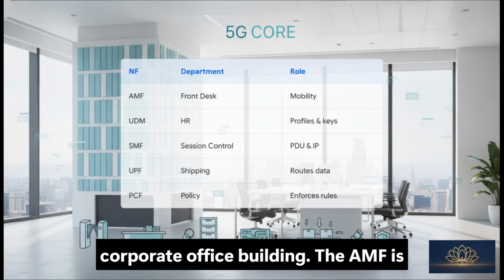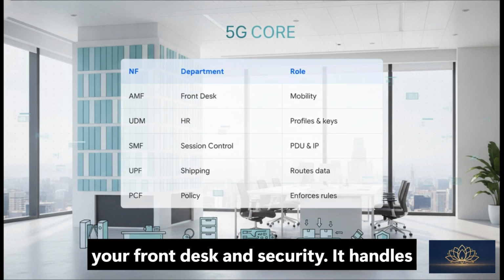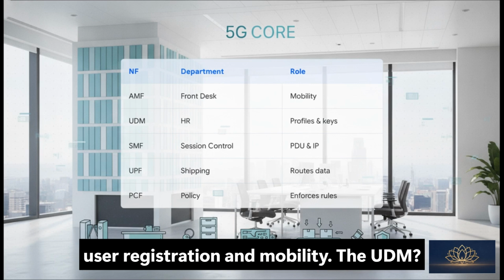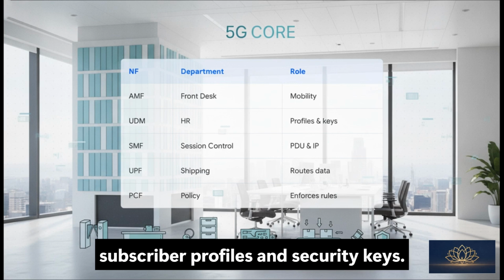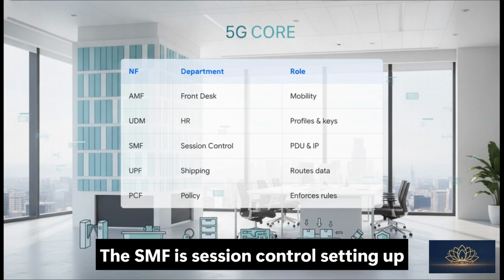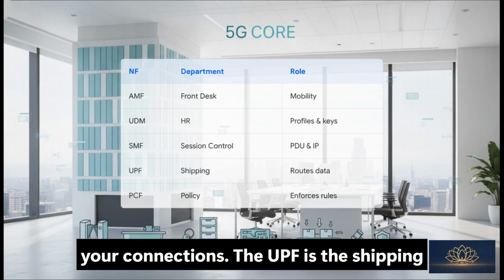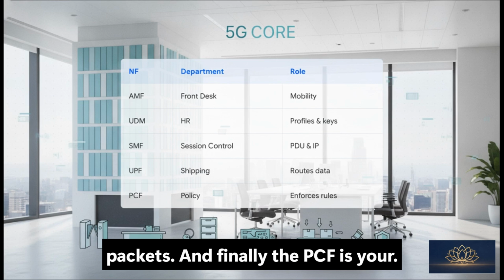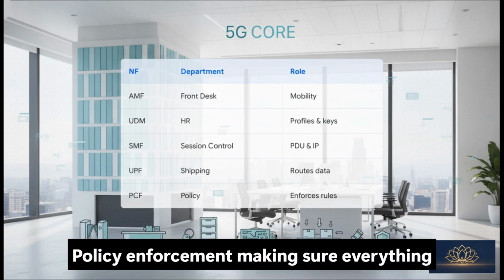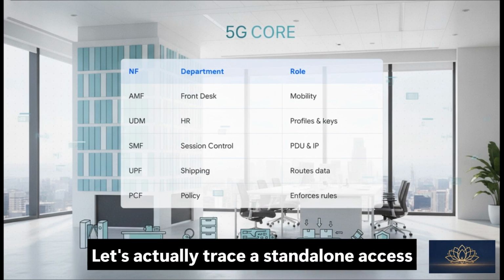The AMF is your front desk and security. It handles user registration and mobility. The UDM? That's human resources, storing all the subscriber profiles and security keys. The SMF is session control, setting up your connections. The UPF is the shipping department, routing the actual user data packets. And finally, the PCF is your policy enforcement, making sure everything meets quality and charging standards.